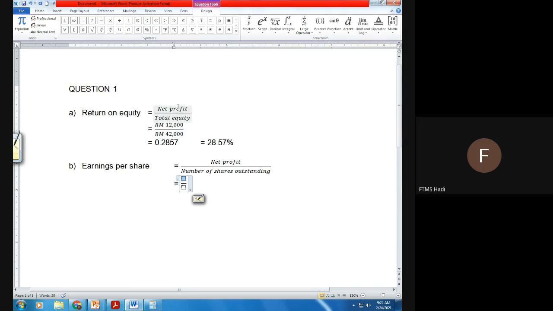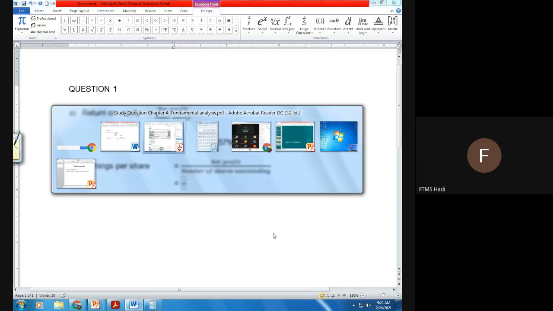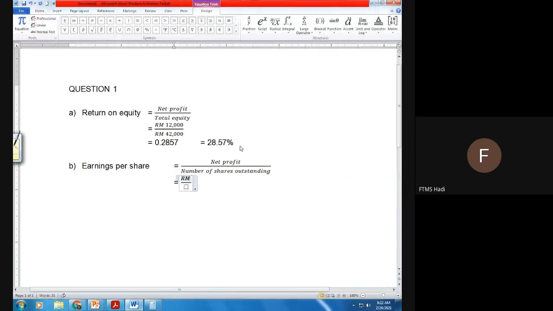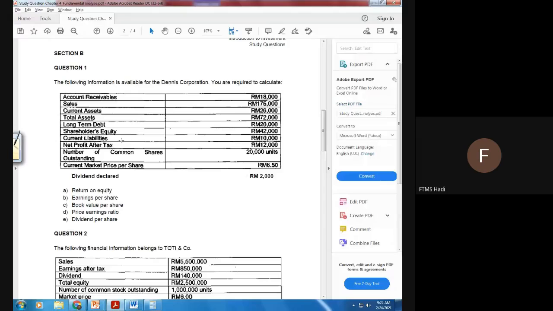Net profit you can use up there, or you can refer back to the question, also no problem. Net profit after tax, RM12,000. Number of shares outstanding, this is the number of common shares outstanding. It's almost the same terms, yeah? 20,000 units.